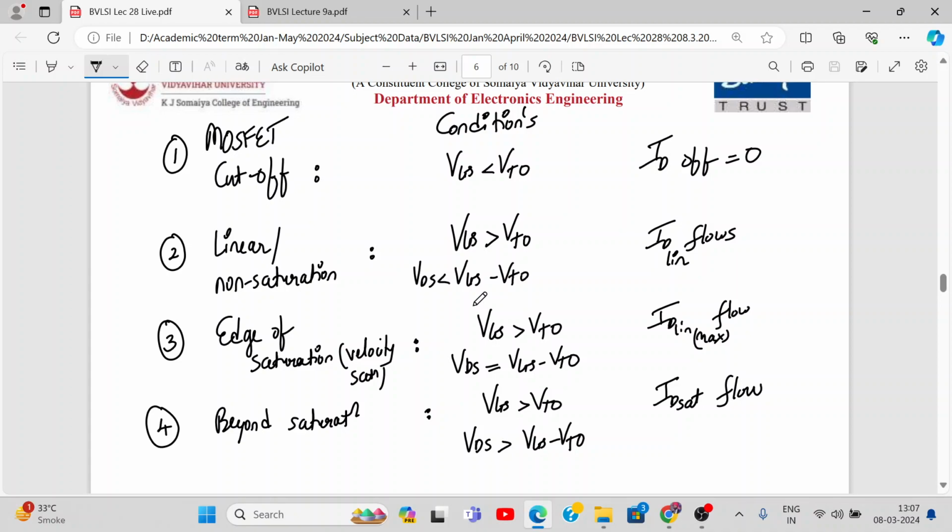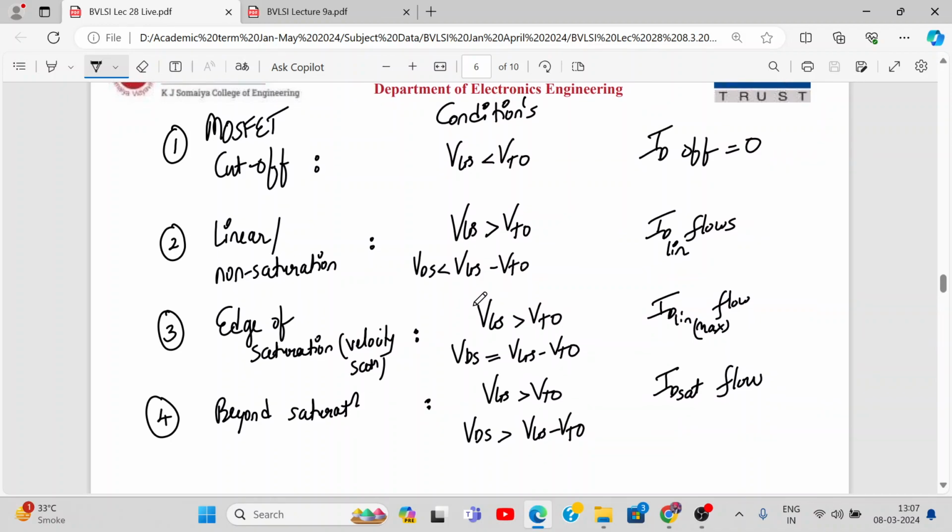Yes, sir. Okay, now I will explain. The last part is pending, just 5 minutes, just spare it. I will explain why it is called an enhancement type MOSFET.